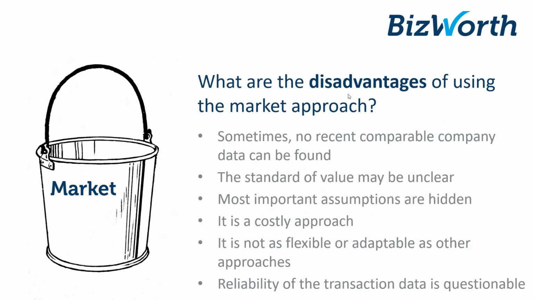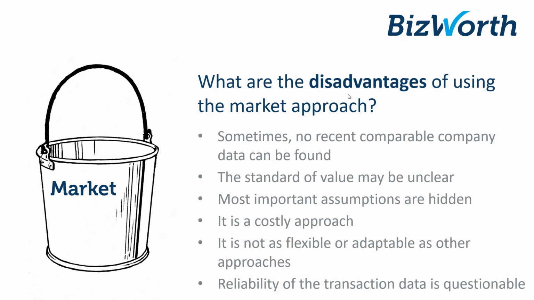There are disadvantages to the market approach. Sometimes for a particular business in a particular regional area or a particular industry, there are no good comparable companies, either in the public sector or the private sector. The standard of value may also be unclear. On another video series, we'll cover the standards of value. There are 3 standards of value. You have fair value, fair market value, and investment value. So sometimes those standards of value can be unclear.